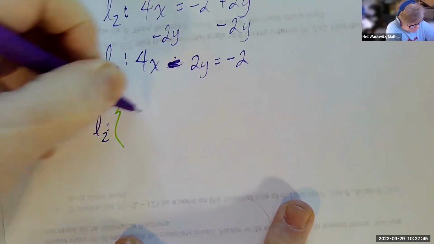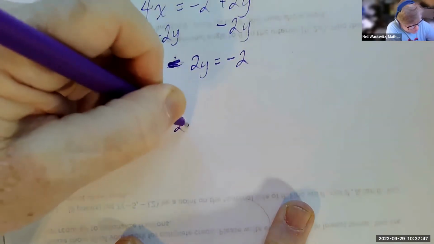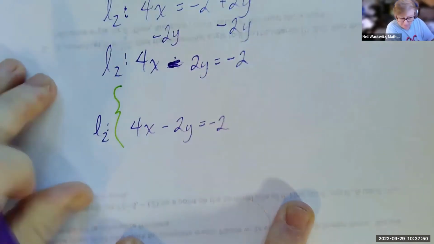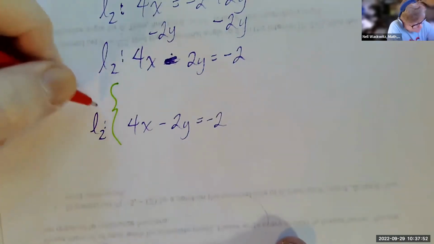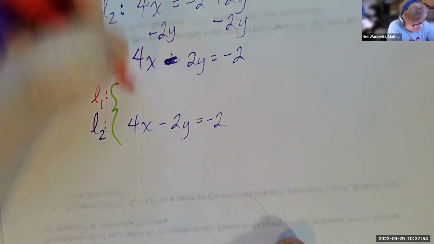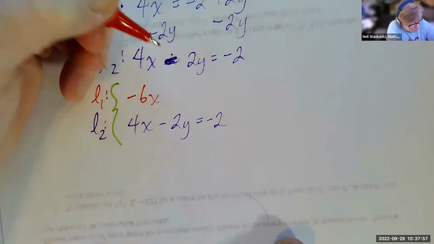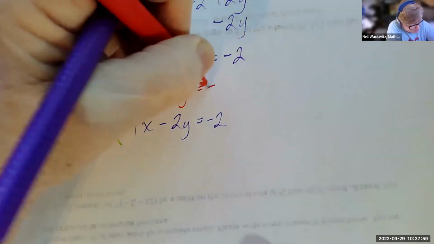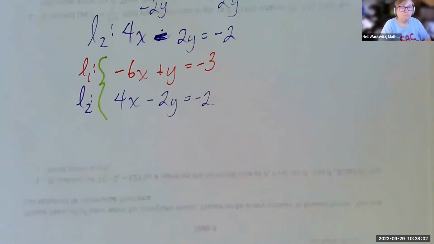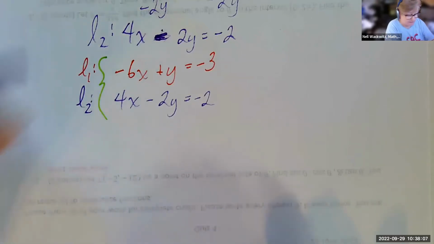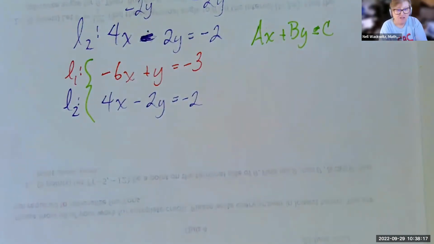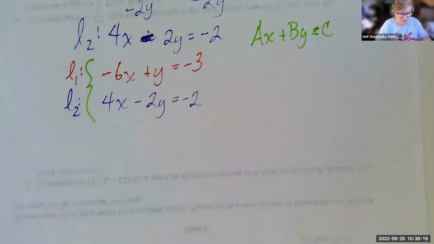Line 2 is 4x minus 2y equals negative 2. And line 1 is negative 6x plus y equals negative 3. Okay. All right, now let's write down, and we're referring to ax plus by equals c. Let's write down what a, b, and c are for both line 1 and line 2.